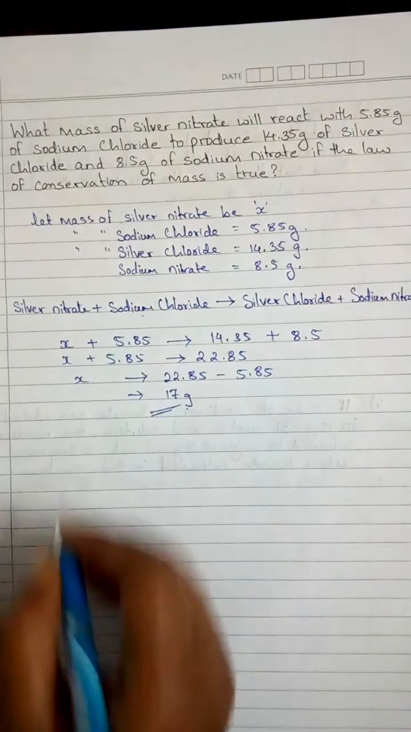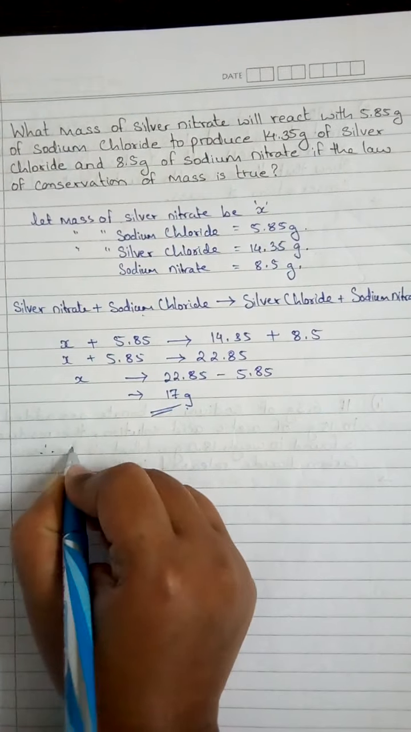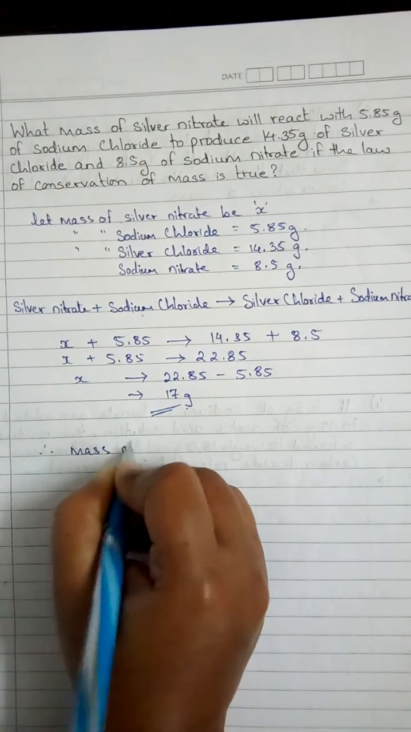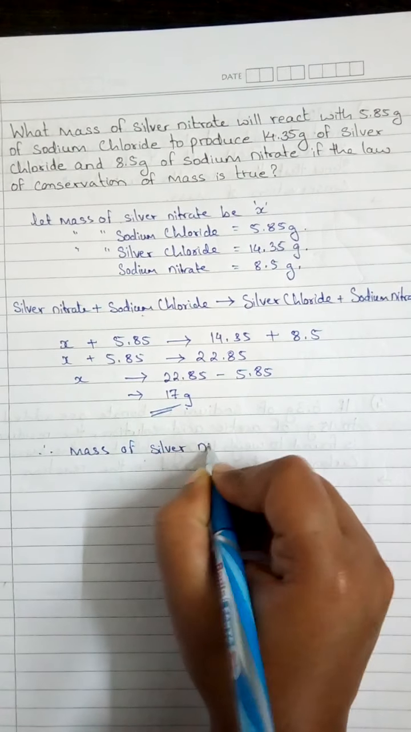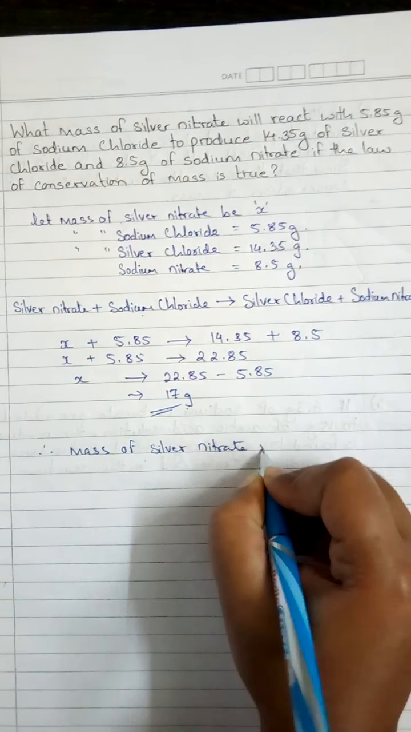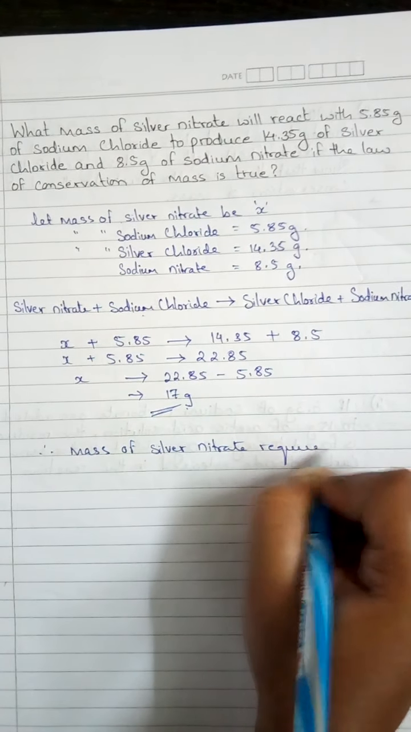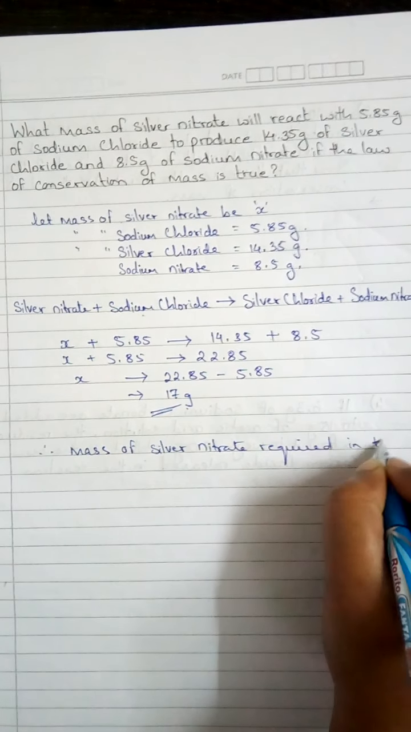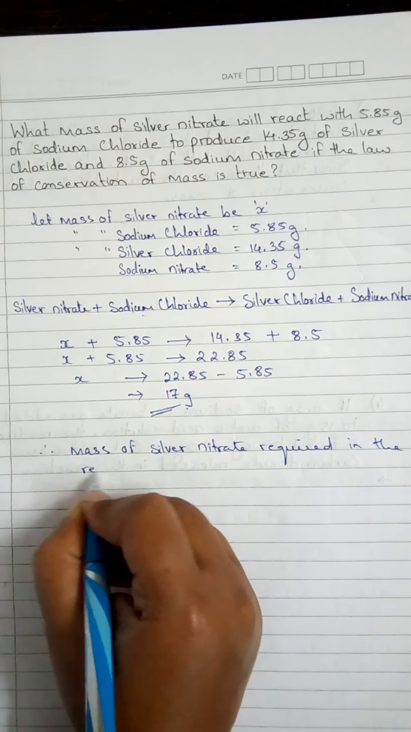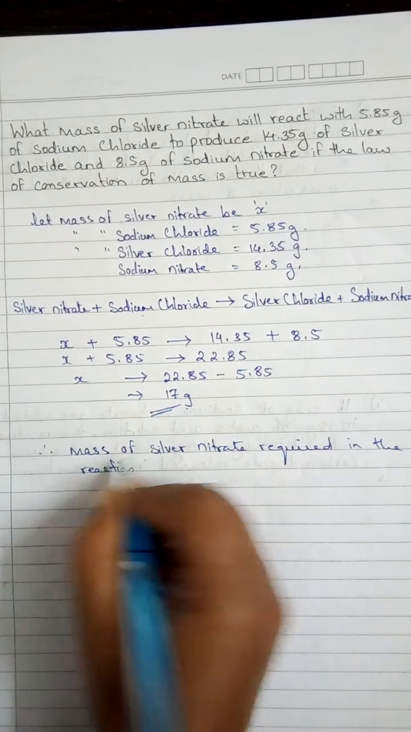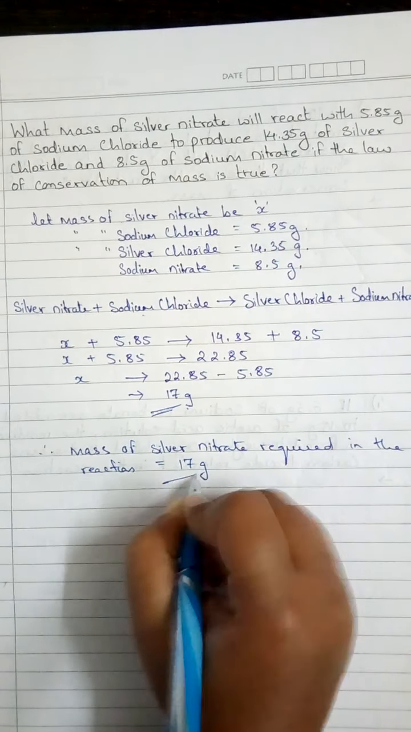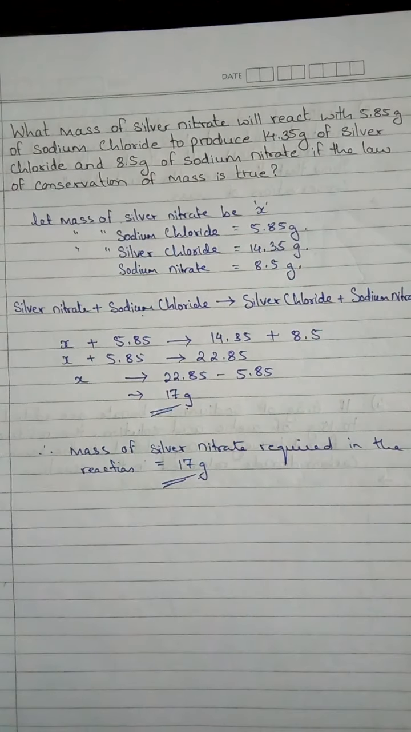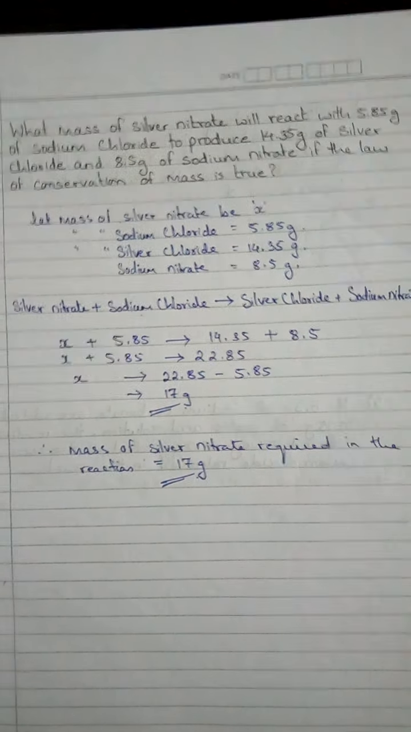That's the mass. Therefore, mass of silver nitrate required in the reaction is equal to 17 gram. That is your answer. Okay, so let's move on to the next question.